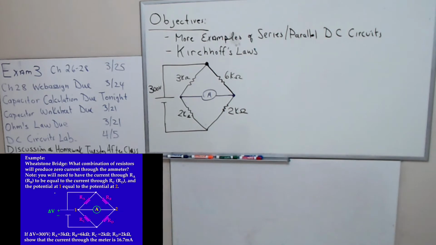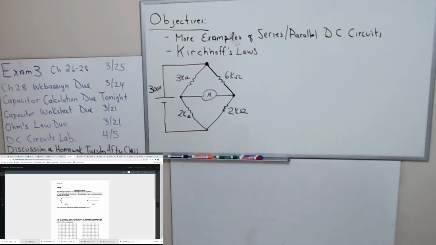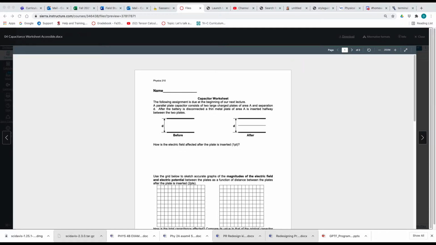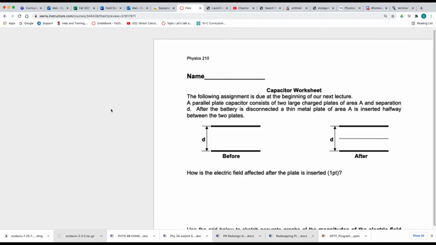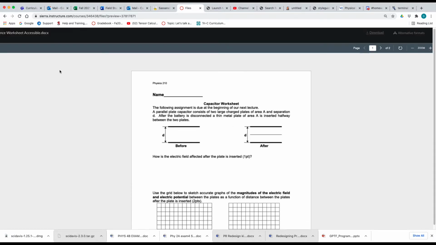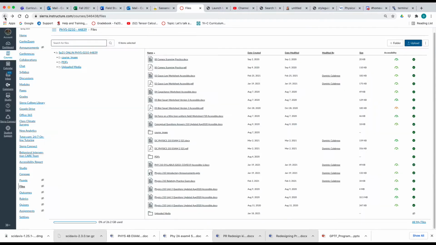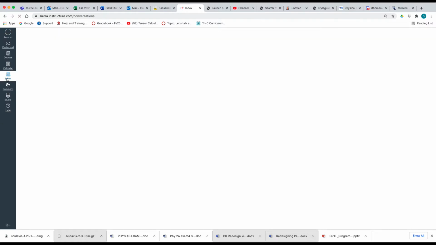Okay, so just to be clear, this is the capacitance worksheet. Right. Okay. And that's the second one, right? The one that's due later? Yeah. Okay, let's see if I can get the other one here. I actually have to go look at the sent email, I think. I don't know if I put it on there.